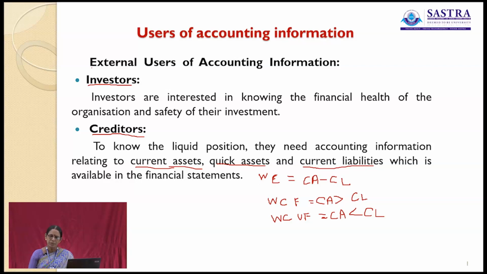So working capital is equal to the current assets minus your current liabilities. It can be otherwise called net working capital. So net working capital means the difference between your current assets and current liabilities. So this working capital is said to be the economic barometer of any organization.